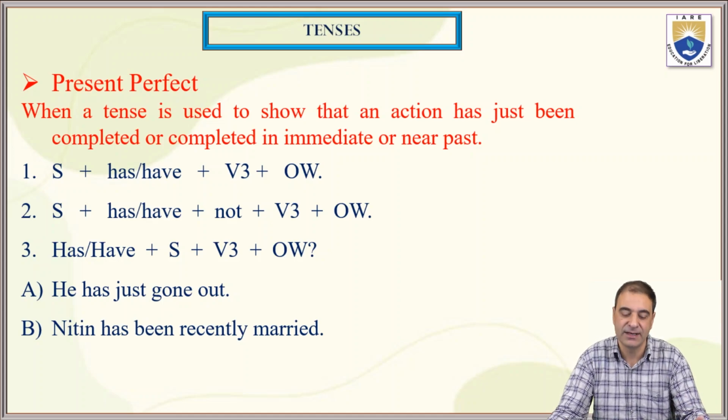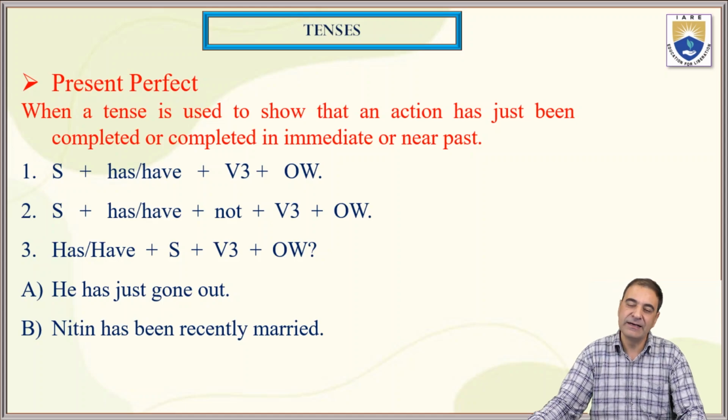It's about near past. And the main structure of this tense is subject plus helping verb, that is has, have, plus verb in third form plus other words. And how we make a negative sentence: subject plus has, have plus not plus verb in third form, other words. And how we make questions: helping verbs has, have plus subject plus verb in third form plus other words.